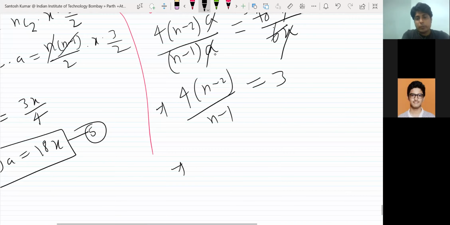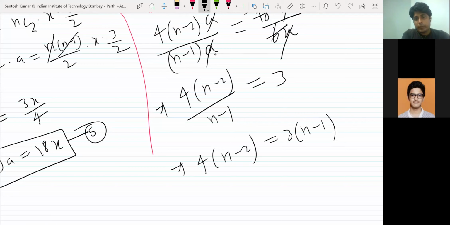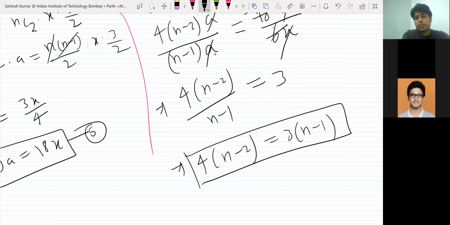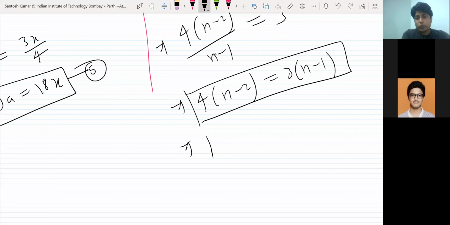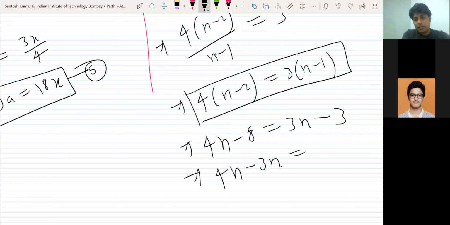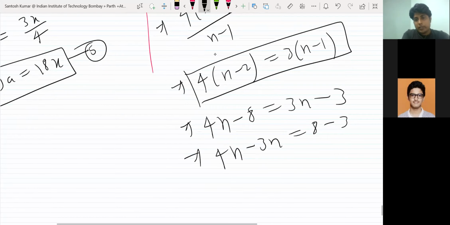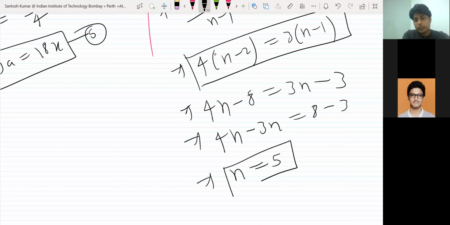So do cross multiplication. 4 times (n minus 2) is equal to 3 times (n minus 1). Now what you see in this equation? There is only one unknown. So this can be calculated easily. n can be calculated from this. So you simplify more. 4n minus 8 is equal to 3n minus 3. So 4n minus 3n is equal to 8 minus 3. So from here n is equal to 5. So n you get 5.